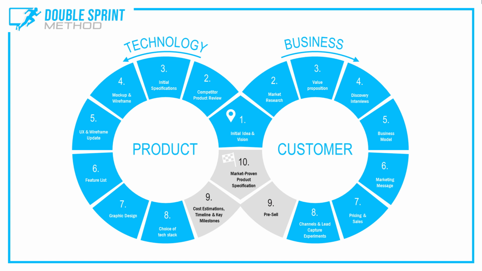Now we are getting closer to the finish line. In the Business Development Circle, we have step 9, pre-sale, and in the Tech Development Circle, we have cost estimations, timeline, and key milestones. In business development, pre-sale means we are trying to ask for money. Not just trying, but we actually ask people to pay for the solution we are trying to build.